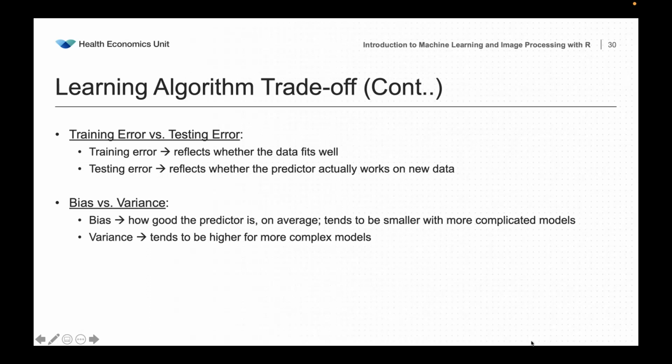But there is a major problem in machine learning, and it is not those training errors. Those you can control by choosing different kinds of models, parametric and non-parametric. But all models actually face this problem, which is called the bias and variance problem. So the bias is how good the predictor is on average, and it tends to be smaller with more sophisticated, more complicated models.